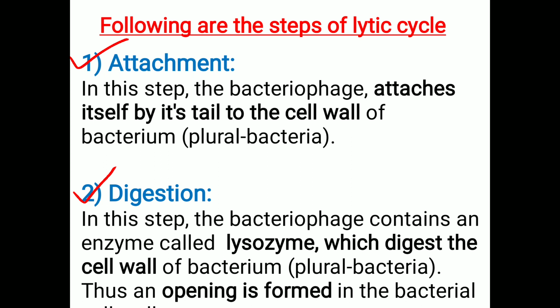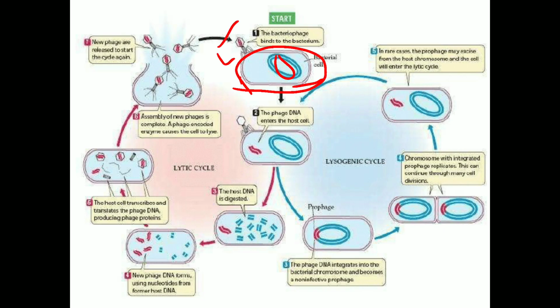That means what happens here? When the bacteriophage or virus comes in contact with the cell wall of bacteria, as we know, the virus contains lysoenzymes. That lysoenzyme acts on the cell wall of bacteria. Due to that, an opening of the cell wall of bacteria takes place. So this is about digestion, that is, the opening of the cell wall of bacteria takes place in the second step, called digestion.